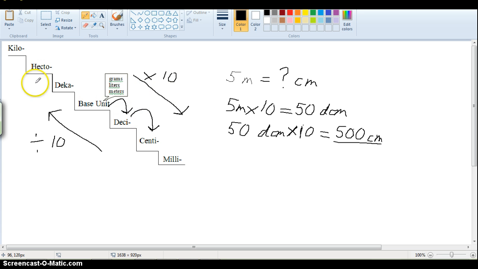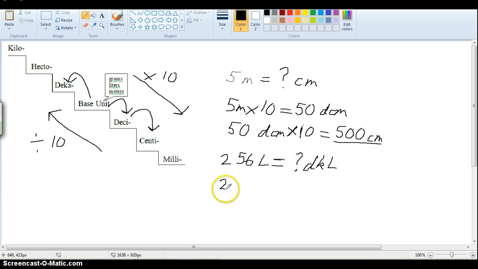And then same thing, if we were going up, we would just divide. So let's do one of those. Let's say we start with 256 liters. We want to get to decaliters. So to do that, you can see if we're starting with a liter, we need to go up 1 step to a decaliter.